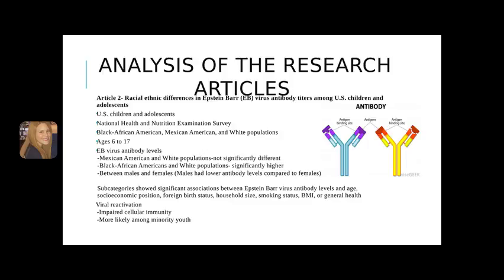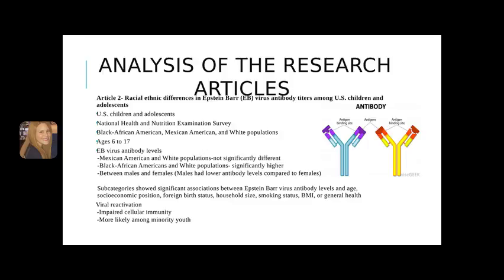They included multiple ethnic groups, but ended up analyzing only similarities among Black African American, Mexican American, and white populations between the ages of 6 and 17, and who had tested positive for Epstein-Barr virus. They found that the antibody levels between Mexican American and white youth populations were not that different in comparison to the antibody levels found between members of the Black African American and white populations, which were significantly higher.